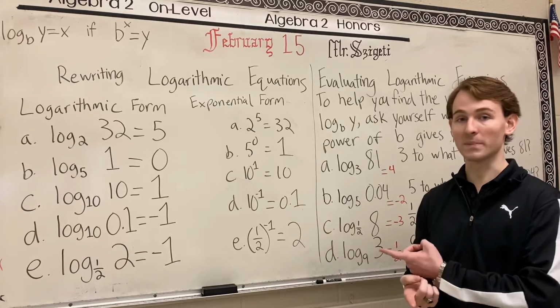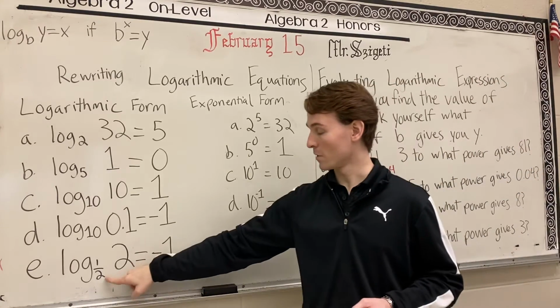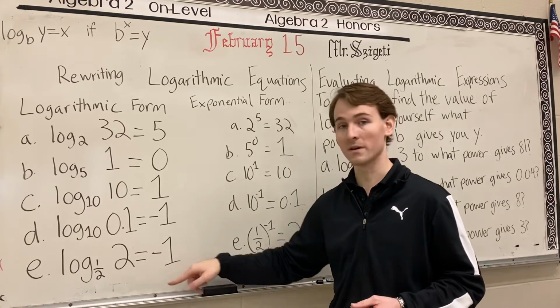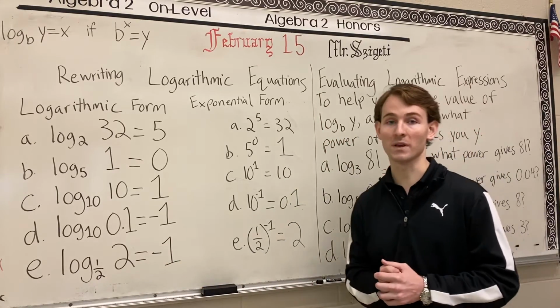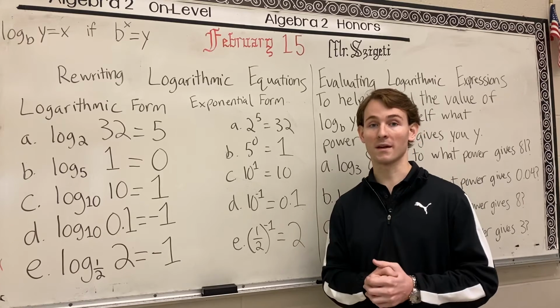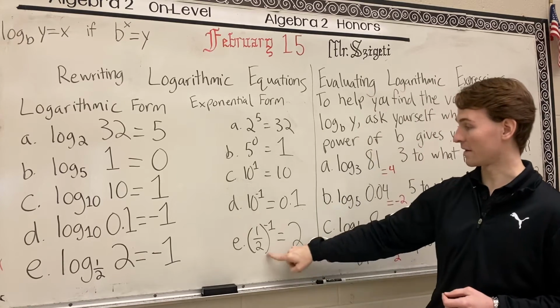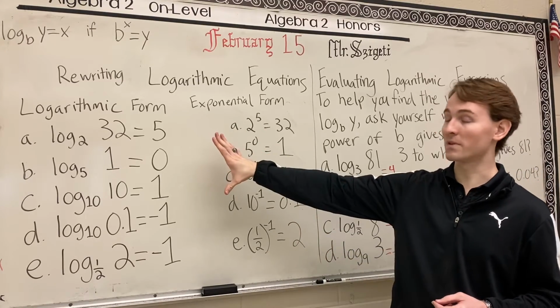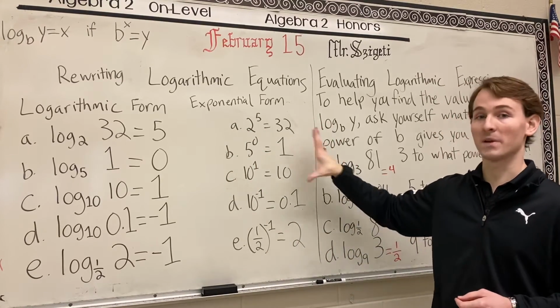So now we flip it the other way. If you have 1/2, log base 1/2 of 2 is equal to negative 1. Well, we know from previous lessons that we can switch sides to switch signs. And that's why 1/2 to the negative 1 power gives us 2. So this is a quick comparison between logarithmic form and exponential form.